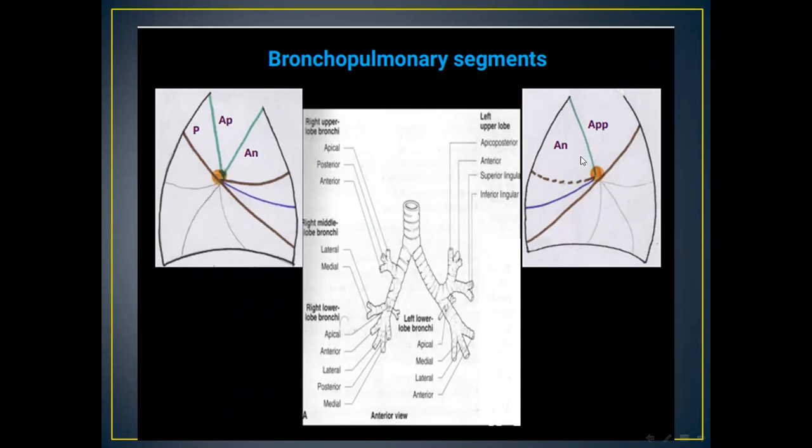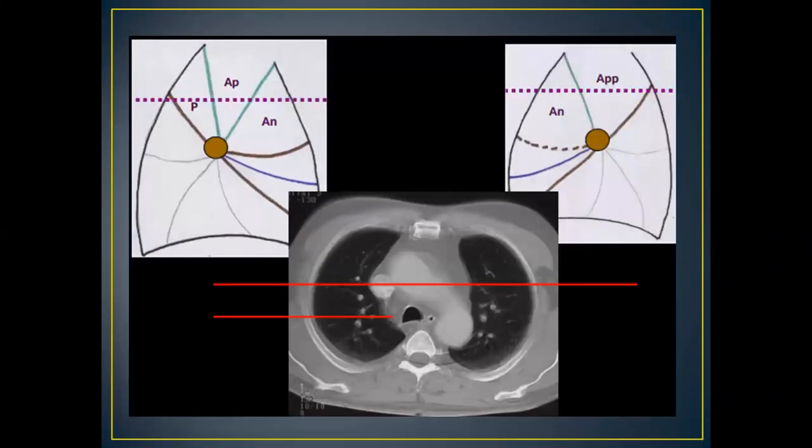In the left lung, we have two differences. First, there is an apical posterior segment, a single segment, and the second difference is that we do not have a medial segment, only a lateral segment. So if we return to our cross sections, this is the level of the trachea. At the level of the trachea, we have only upper lobes.